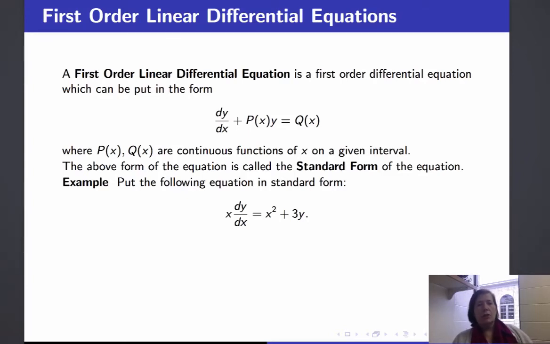In this section we're going to look at first order linear differential equations, and this is an equation of the form shown below: dy/dx plus some function of x, p of x, times y equals another function of x, q of x. The above form of the equation is called the standard form. In the standard form you see that the coefficient of dy/dx is 1 and the coefficient of y is a function of x, which we're going to call p of x throughout.